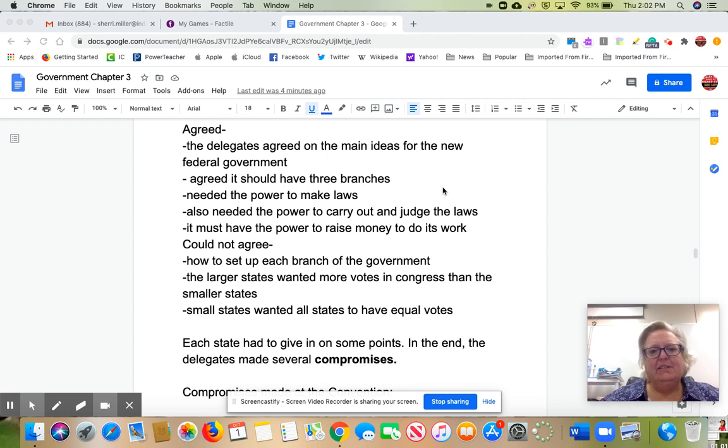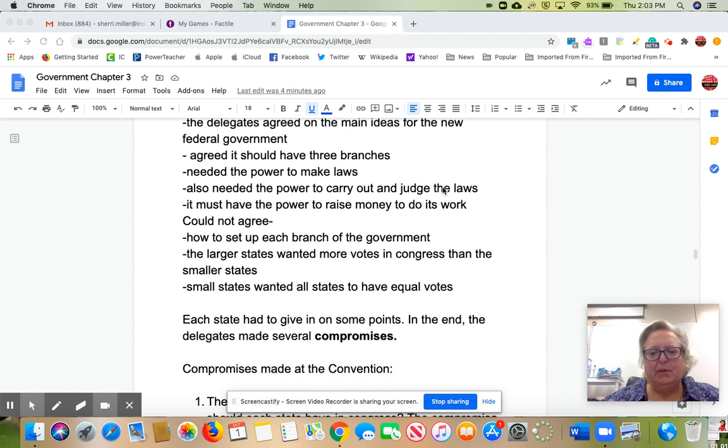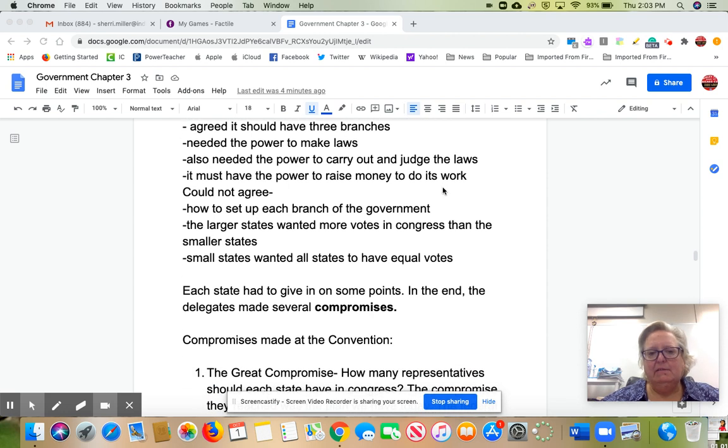Okay? The delegates agreed on the main ideas for the new federal government, agreed it should have 3 branches. And that way no one could get too strong. It needed the power to make laws. It also needed the powers to carry out and judge the laws. They could make laws and say, no trading between 2 different states, but they had no way to carry out the laws, so they had to have something stronger to carry those laws out. It must have the power to raise money to do its work.